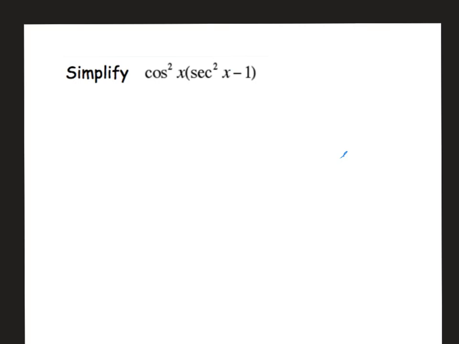This one, basically anytime I see a trig function squared along with a 1, I think of the Pythagorean identities. And the Pythagorean identity that deals with secant squared looks like this. It's tangent squared theta plus 1 equals secant squared theta. So if I subtract the 1 from both sides, tangent squared theta equals secant squared theta minus 1, which is what I have over here. So therefore, this is tangent squared x.